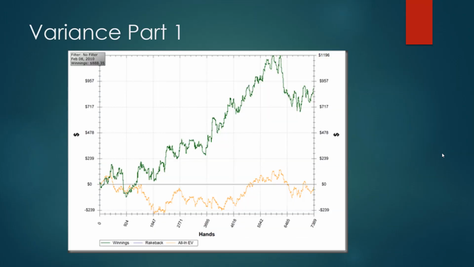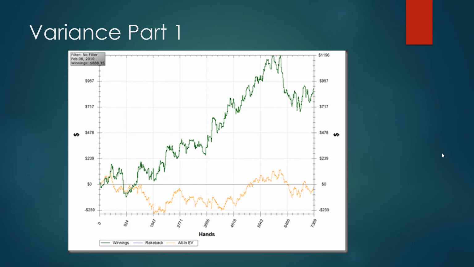So here's an actual example of my variance. This orange line or yellow line, whatever it looks like to you guys, down here is expected value. So all the online hands are tracked. You can put them in a database and pump out lots of stats and graphs. My green line is my actual winnings. So this is across about 7,389, so like 7,400 hands of poker online, which is like 4 hours.